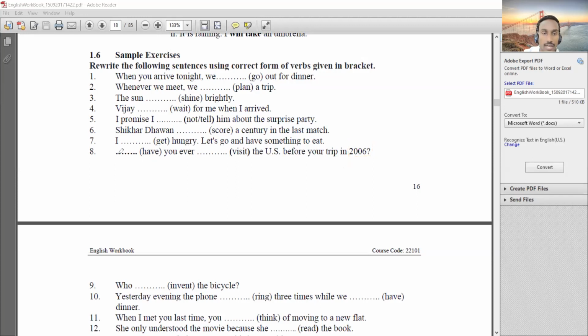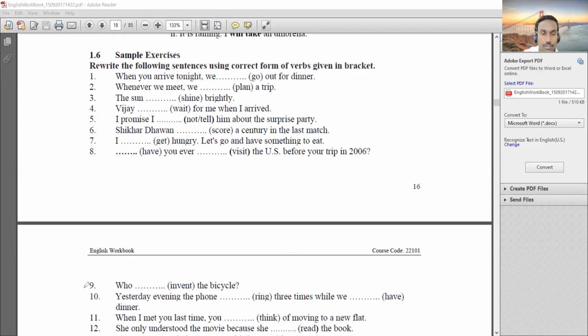So here you are going to use 'had'. This is in the interrogative form, so we are using the helping verb in the beginning. So, had you ever visited. Here we need to use V3, so visit, V3 is visited. Had you ever visited the US before your trip in 2006? So that becomes your answer here.